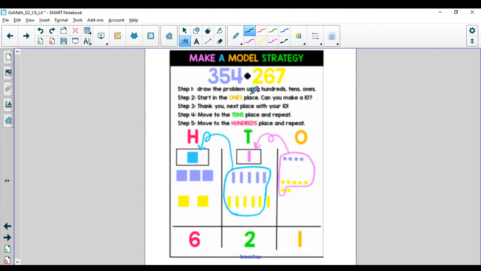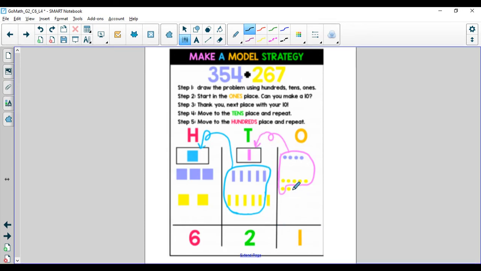Then we started in the ones place. Can you make a 10? When they counted 1, 2, 3, 4, 5, 6, 7, 8, 9, 10, it made a group of tens. So they circled it and brought it over to our tens place. Then they counted the 1 that was left and wrote it in the ones place.